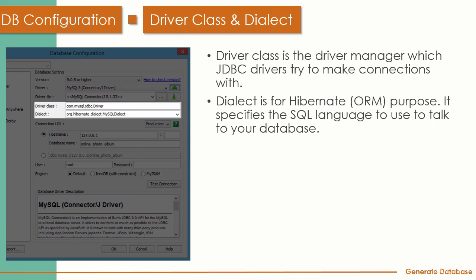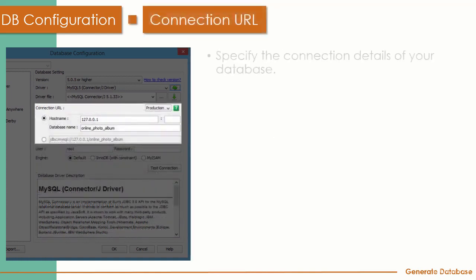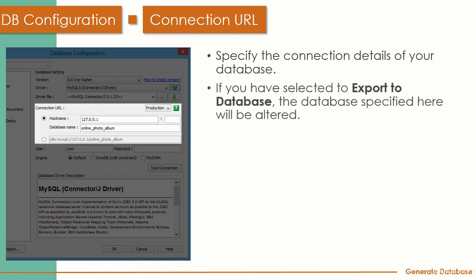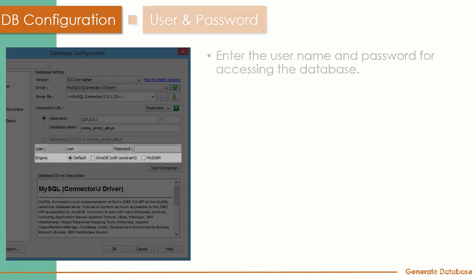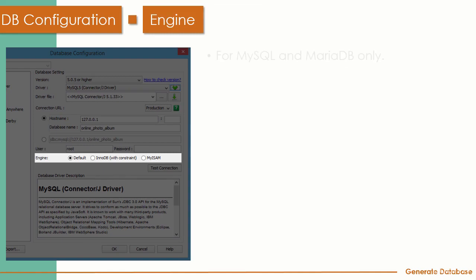Of course, we suggest you keep using the default one first until you understand what you are doing. And then the connection URL, you specify the connection detail to your database. This connection information is only useful if you select export to database. Username and password, enter the correct username and password. You may see the engine if you use MySQL or MariaDB, and you pick the right engine to use.